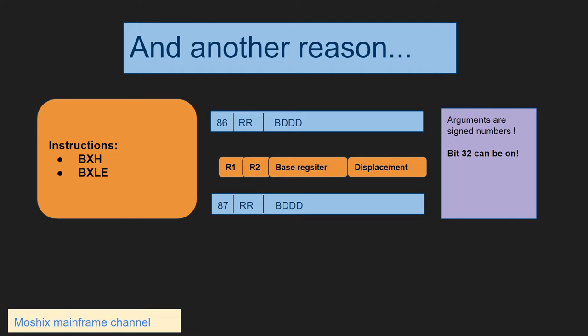There are a couple of other reasons that have to do with certain machines that were produced before the XA architecture, but I will not go into that. These are the two main reasons. The number one reason is the linkage convention of the day, and the number two reason is these two instructions which use the arguments as signed numbers.